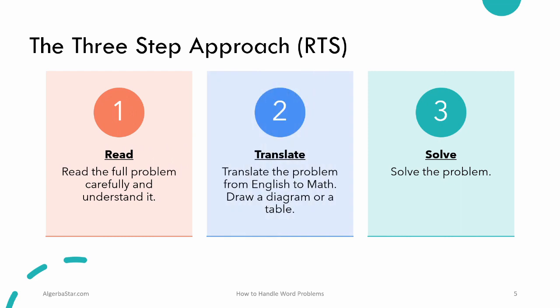Number one, read. You want to fully read the question to understand what it's asking for. What are we solving for? Just fully comprehend what the question is. Then, number two is translate. Essentially, you want to translate the problem from English, or from words, to math. You can do that by simply turning it into an equation, but it's really useful if you draw a diagram or a table to help you along. And finally, when you simplify down the question, then you solve it.